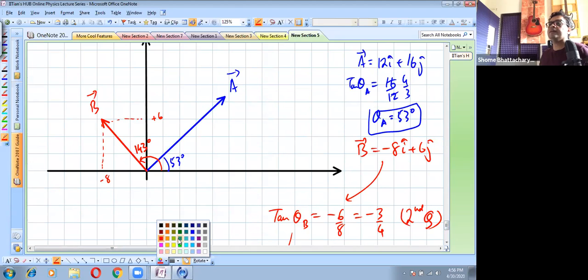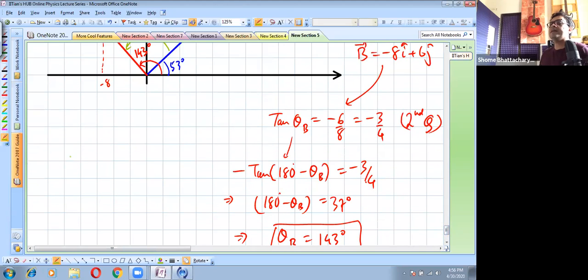Okay. So finally, which angle do we have to calculate? We have to find the angle between A and B. So we have to calculate this angle. This is theta U. That's the angle between A and B. So that angle, let us calculate: 143 minus 53. That's 90.